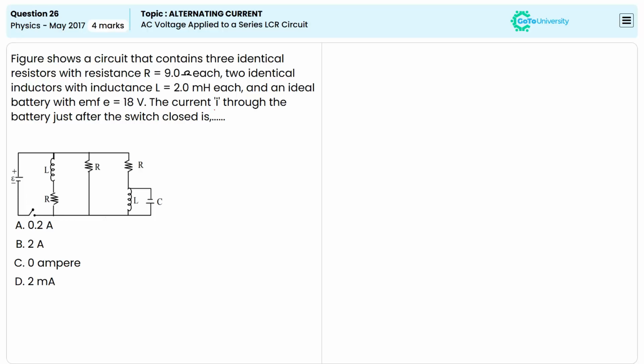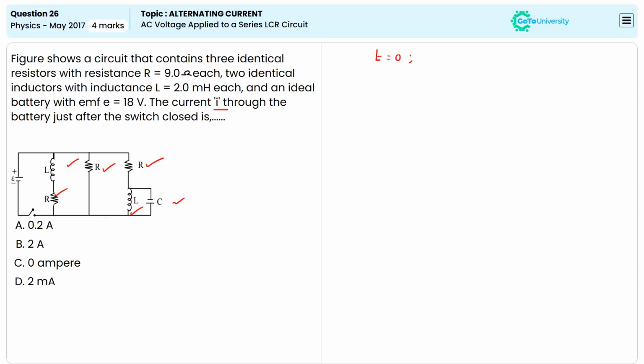What is the value of current through the circuit when the battery switch is closed? Whereas in the circuit, three resistors are there, two inductors, and one capacitor. So at time zero, or else we can say when the switch is closed, the inductor in a circuit provides very high resistance while the capacitor starts charging with maximum current.